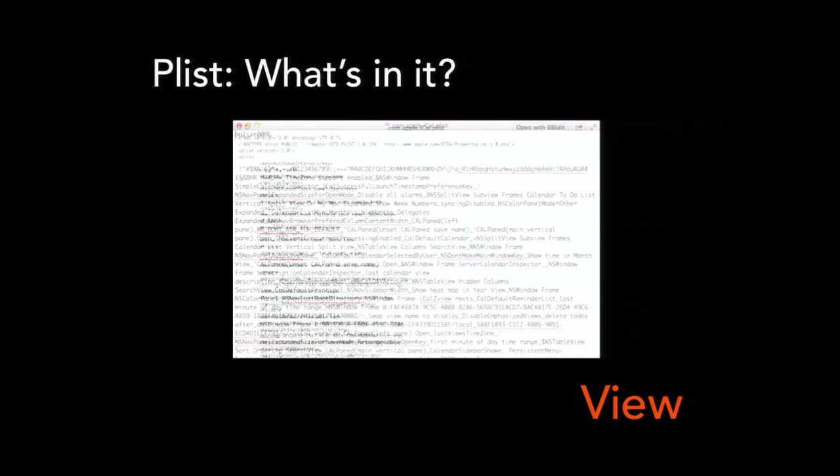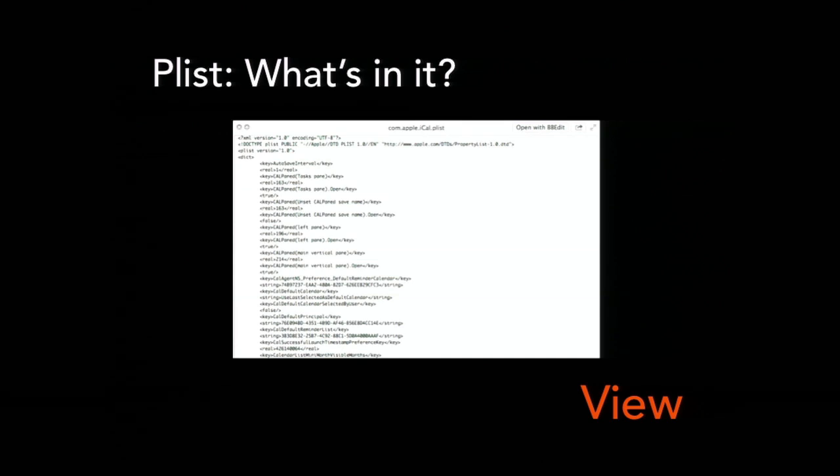The first one: tap the space bar. Use Quick Look. If you highlight a plist and tap the space bar, it'll open up and actually show it to you in something that's a lot more readable.